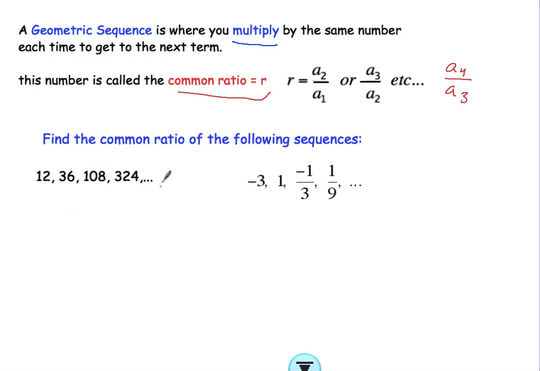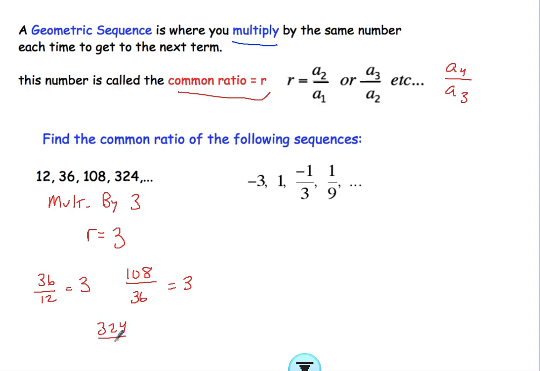So if I look at this list of numbers right here, it's increasing pretty quickly. It looks like I'm multiplying by 3 each time. So that means that my common ratio is 3. But another way I could have figured it out would be to take 36 divided by 12, and I would get a 3. And that would work with like 108 divided by the term before it, 36, and I'm going to get a 3. Or 324 divided by the term before it, 108, I would get a 3. So it's a common ratio.